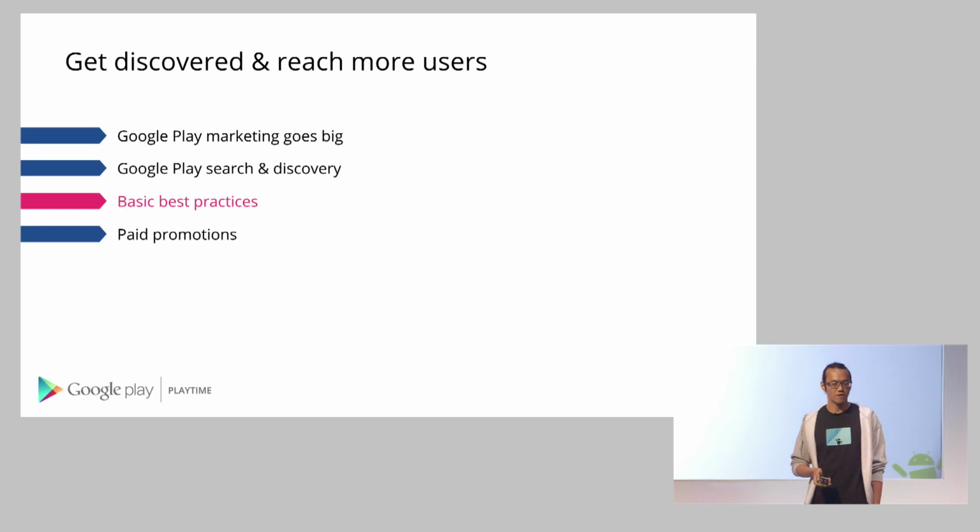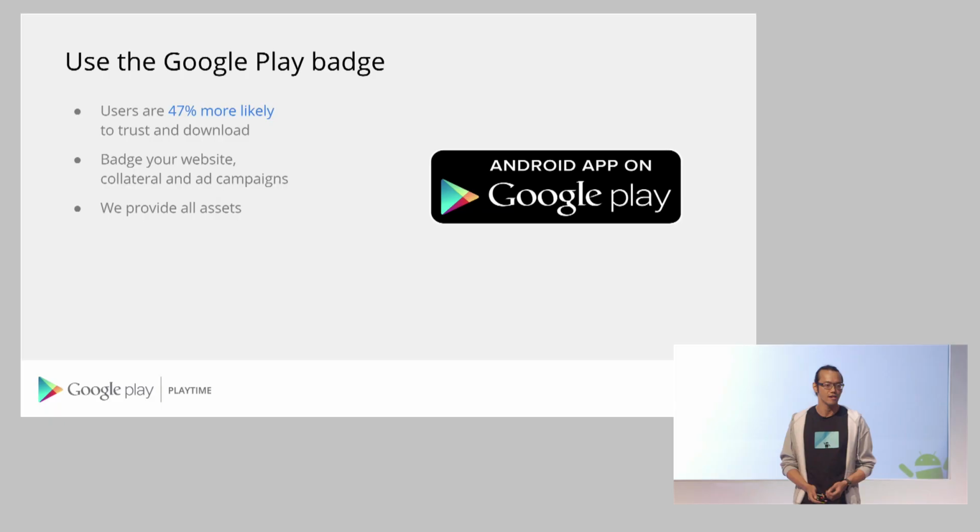Now I'd like to talk about a few more concrete things you can do to acquire users for your app outside of Play. So you built your app, you published it. You obviously want to publicize it on your website, marketing material, ad campaigns, social media channels, everything. Get it out there, right? Remember to use Google Play official badging when you do that. That's really important. Why? Because users are 47% more likely to trust and download your app when they see that badge.